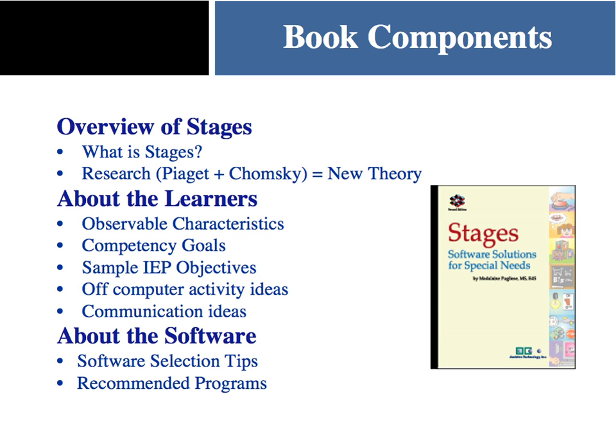In each chapter you will see a checklist of observable characteristics for that stage. You will see goals, overall competency goals for that stage, as well as specific sample IEP objectives for an individualized educational plan. You will see a section that describes computer activities and off-computer activities, ways to extend that learning into the classroom environment. You will see communication ideas, ways that you should implement the use of both low-tech and high-tech augmentative communication devices, and you will also see recommendations for what to look for in selecting software for that stage of skill acquisition, as well as some recommended software programs.